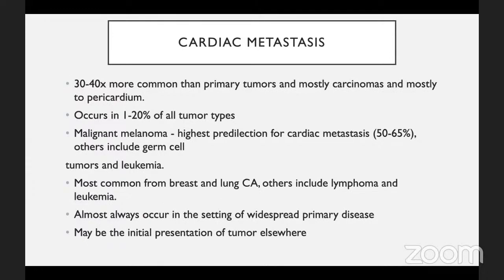Cardiac metastasis is 30 to 40 times more common than the primary tumors, mostly carcinomas, and mostly to the pericardium. They take place in 1 to 20% of all the tumor types. They will usually come from malignant melanoma in 50 to 65%. Others include germ cell tumors and leukemia. They commonly as well come from the breast and the lung cancer. They almost always occur in the setting of widespread primary disease, and the cardiac manifestation might be the initial presentation of the tumor somewhere else.